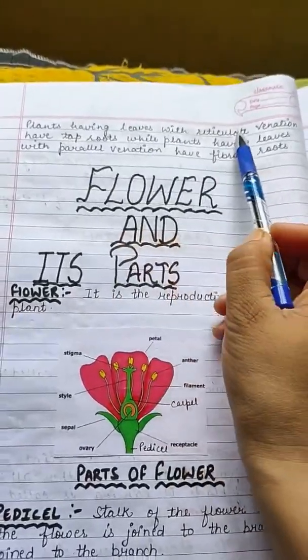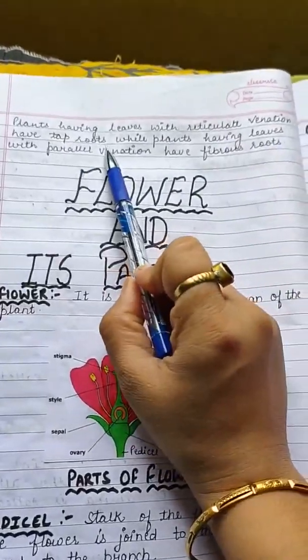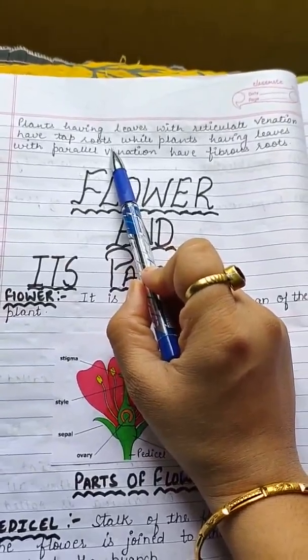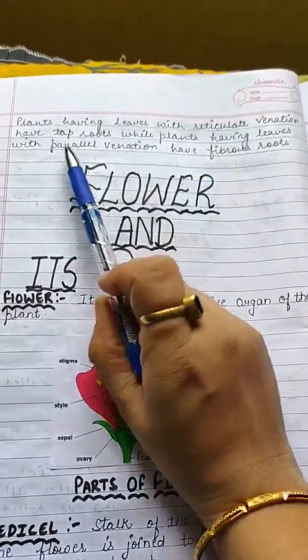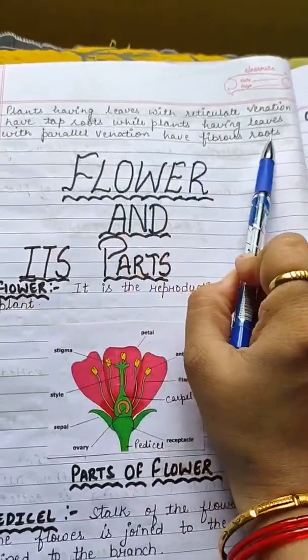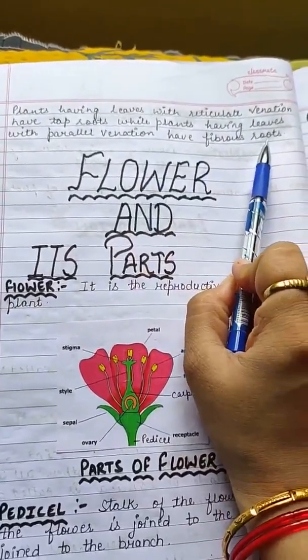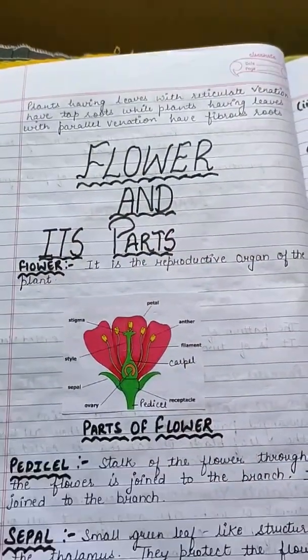Plants having leaves with reticulate venation have tap roots. All the plants which have reticulate venation have tap roots, while the plants having leaves with parallel venation have fibrous roots. Those plants which have parallel venation have fibrous roots.